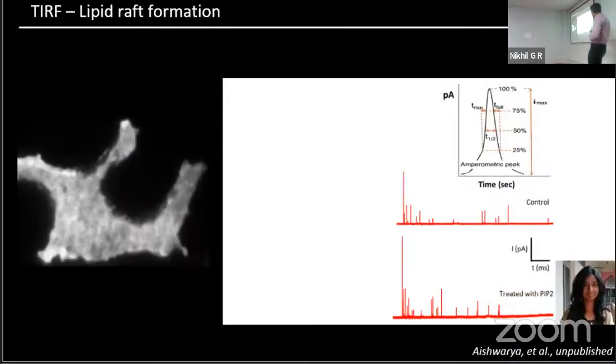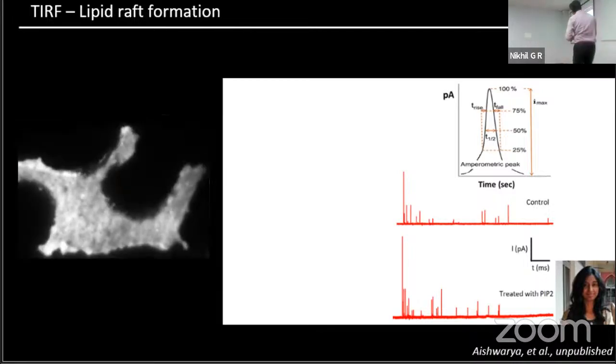Type-2 is something that Aishwarya is working on. So what we see with exocytosis and Type-2 is that whenever there is exocytosis that takes place, there is Type-2 that is recruited to this.